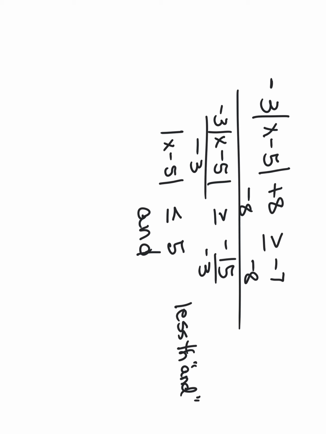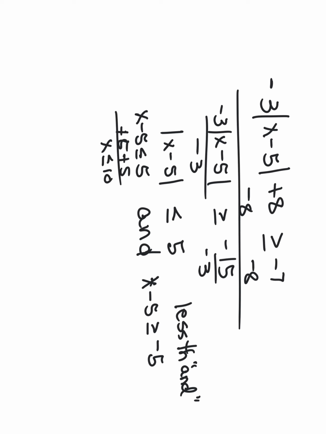The first inequality, all I do is drop the inequality symbol. The second inequality, I drop the inequality on the left side. I flip the inequality symbol and I take the opposite of the number. Then I solve each part. I'm going to add 5 to get x is less than or equal to 10. Add 5 here, I get x is greater than or equal to 0.